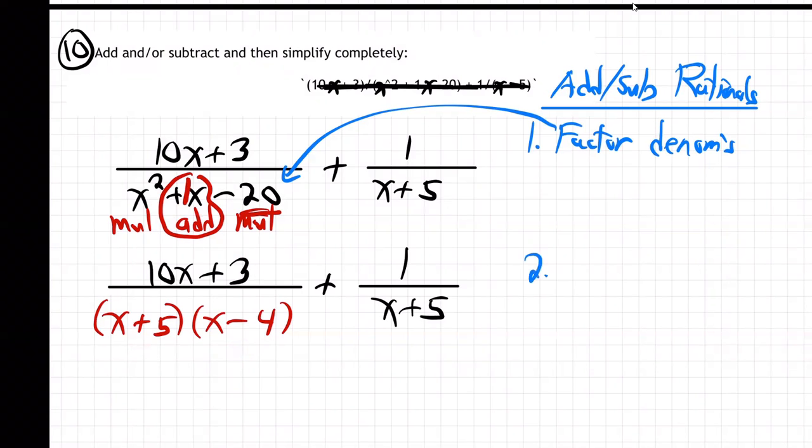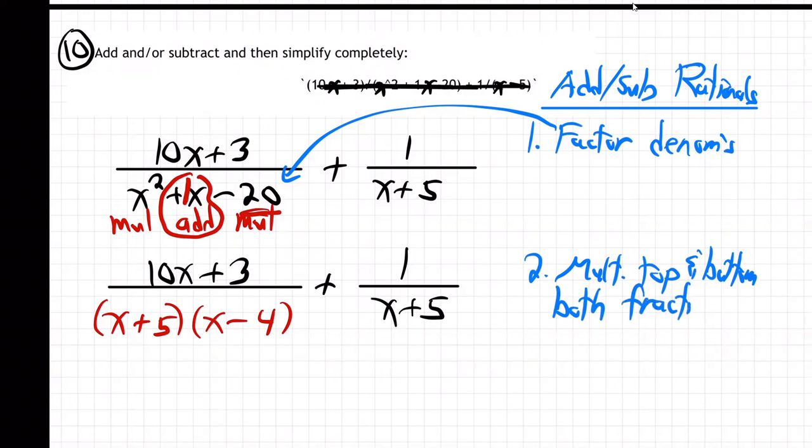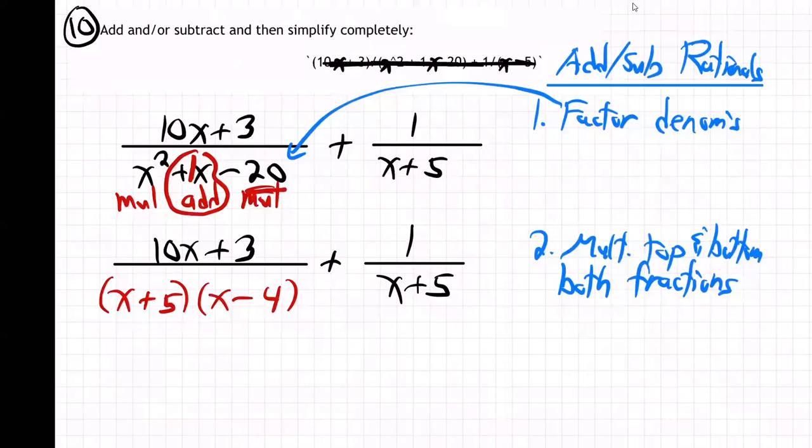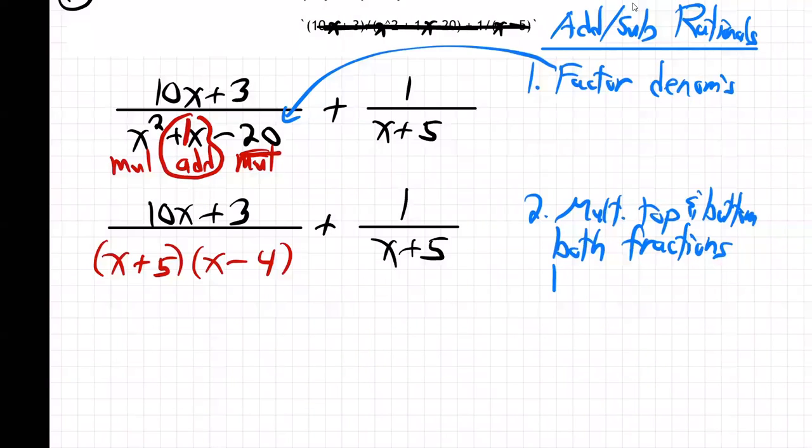Step number two is you multiply the top and the bottom of both fractions to make the denominators the same, right? Got to multiply top and bottom of both fractions to make the denominators the same.